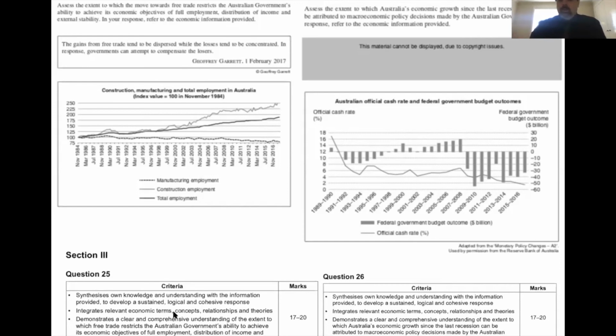We've got our economic terms. So the two generic criteria in the marking are based upon the rubric. The only one that comes from the question is this clear and comprehensive understanding. And then we've got the question about the extent of free trade and how it restricts the government's ability to achieve those objectives. And on this side, again, the extent to which economic growth can be attributed to fiscal and monetary or macroeconomic policy there. All right, let's move on.